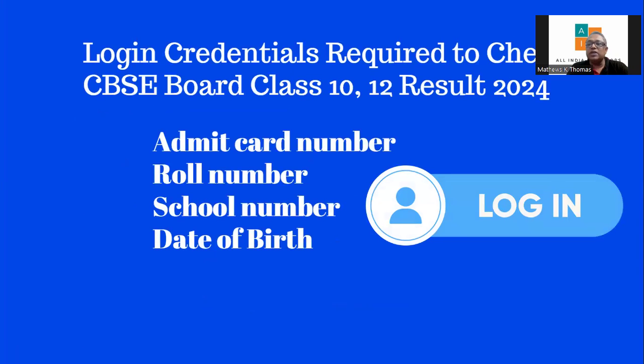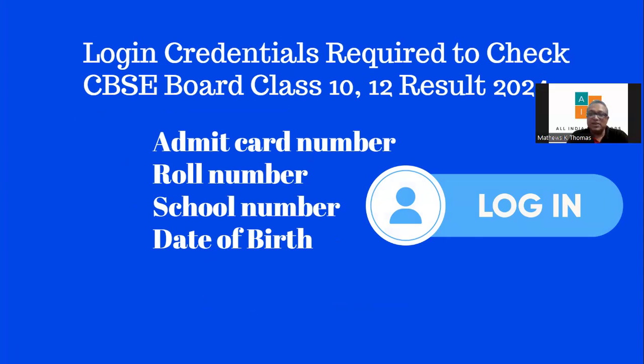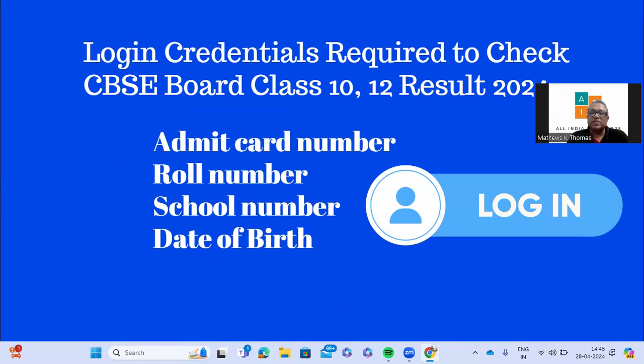And what do you need to log in? If you are checking your results online, you need some details. Most of the details are given in your admit card, so kindly keep your admit card handy. You have an admit card number on it that you need to enter. Roll number, of course, is very, very important. And there is also a school number, which you will again find in your admit card. It will be something like 65796 or something like that.